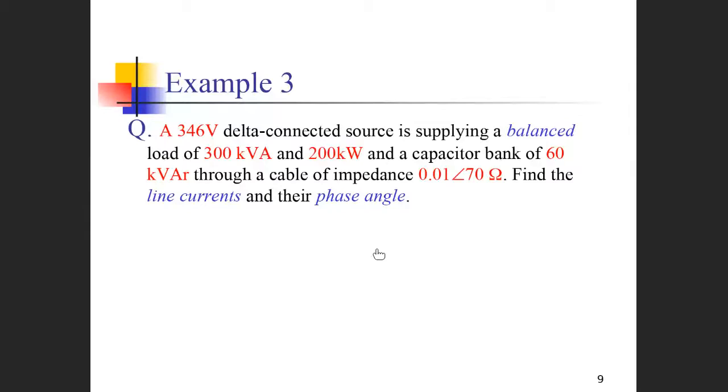So example 3, which is a balanced system again. Here I am showing you, for balanced 3-phase systems, if we know the ratings, how to find out the equivalent impedance of the systems.